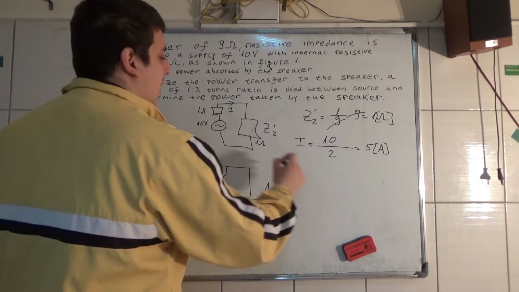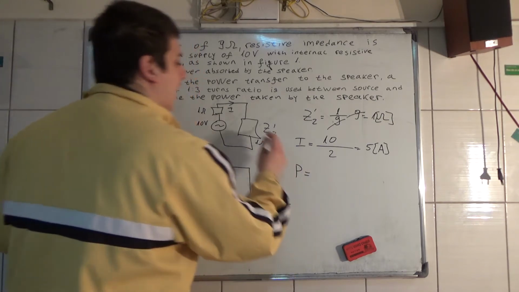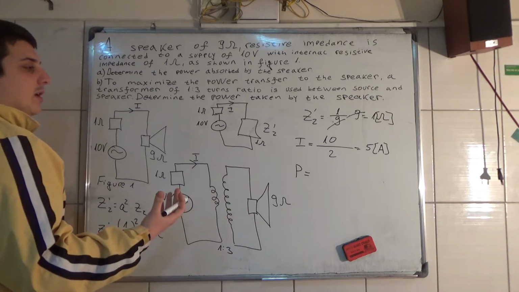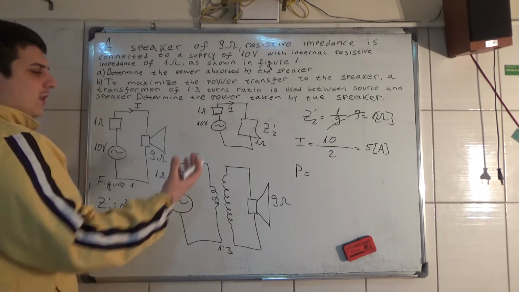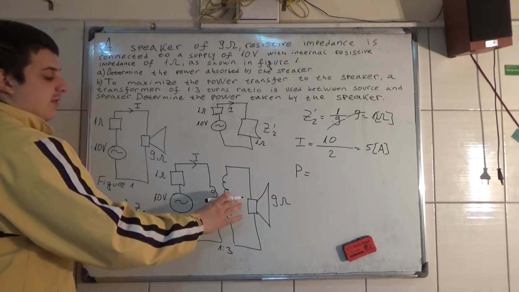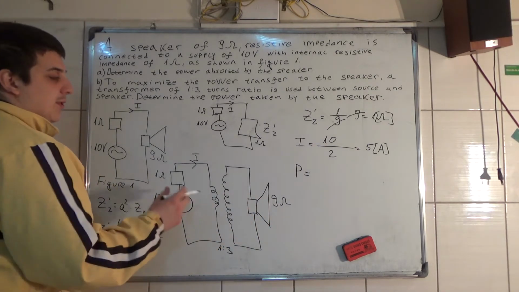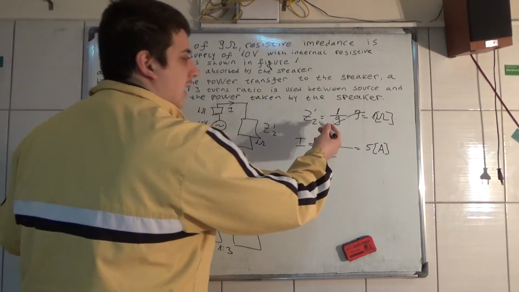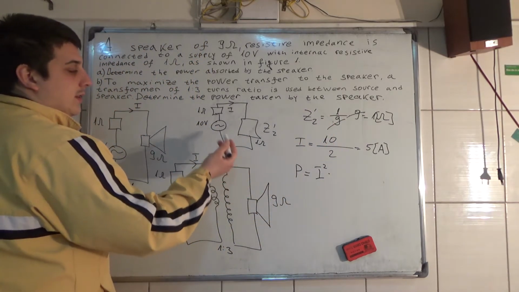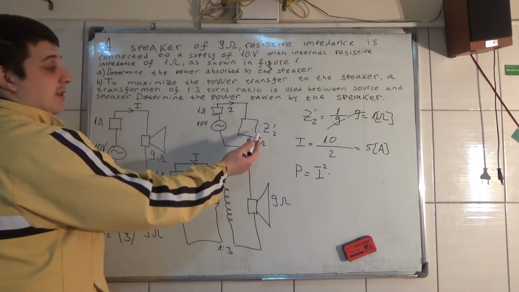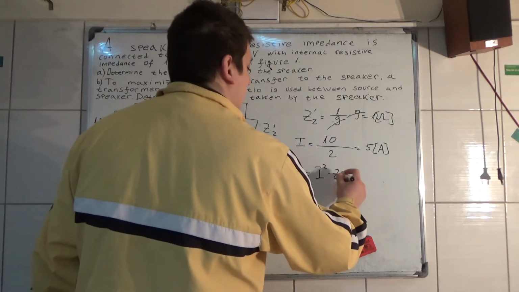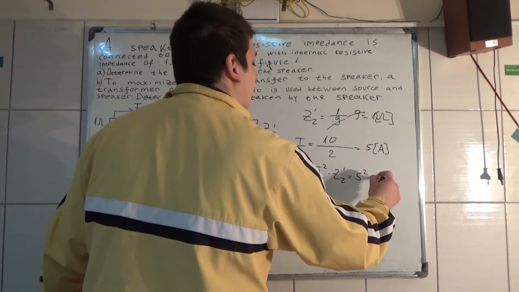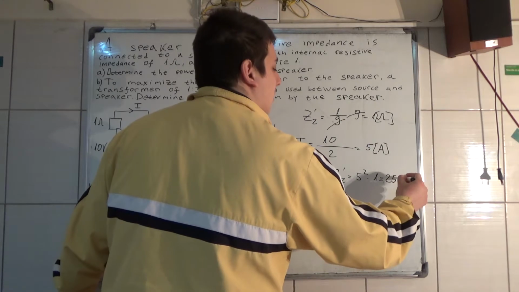So what is the power absorbed by the speaker in this situation when we put the transformer here? Well, that is equal to I squared times the transferred impedance over here, and that is equal to 5 squared times 1, and that is 25 watts.